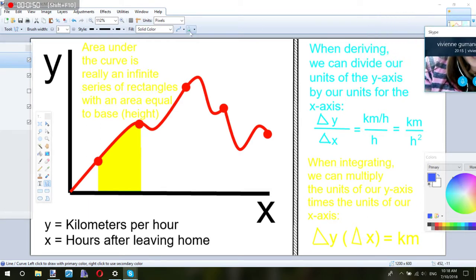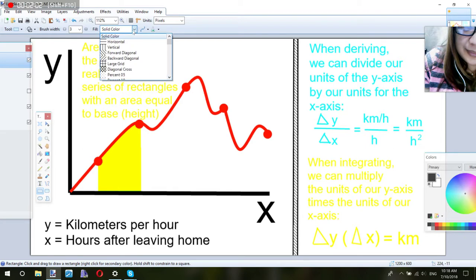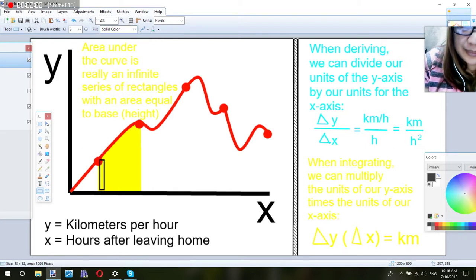So my area under the curve is really an infinite series of rectangles that we are adding together. So tons and tons of tiny rectangles like this that I am adding together, so to fill up that space. And each rectangle has an area of a base times height, which means to get the area I'm really multiplying my y units times my x units.